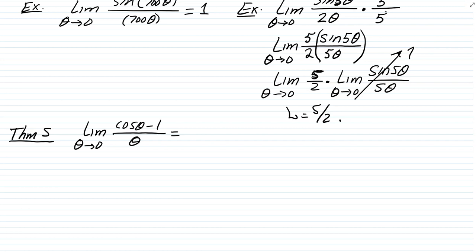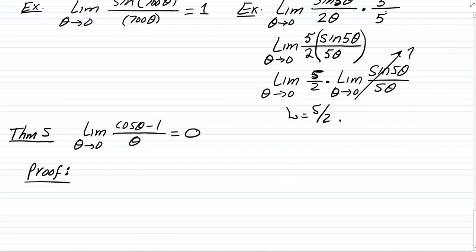So here we go. Now we're going to find the limit as theta goes to 0 of cosine theta minus 1 over theta. This limit is 0. Okay, now we're not going to use geometry to prove this. We're going to actually prove this, and the proof won't take long. It does require that we know a little bit about our trig identities. In fact, let me do that on the side here.